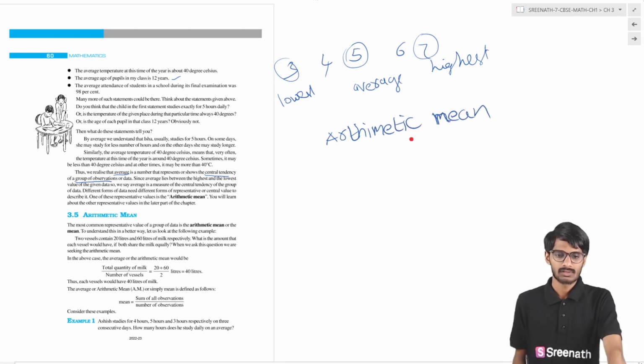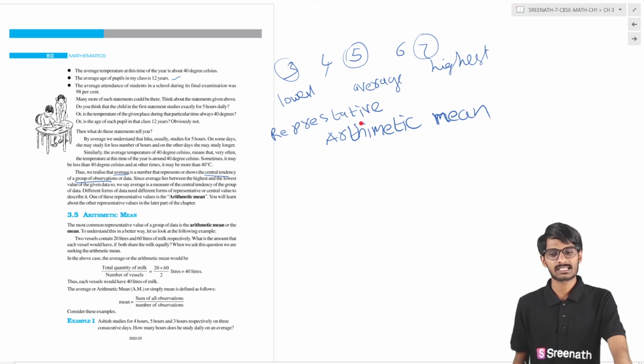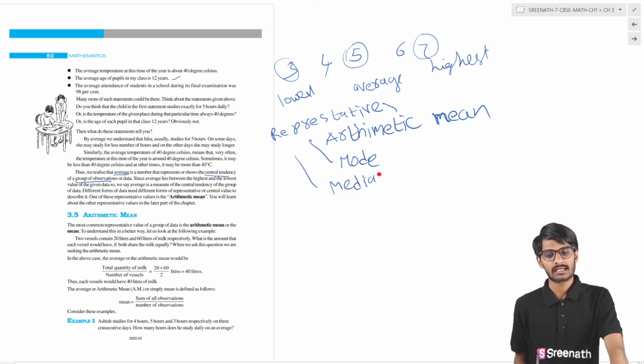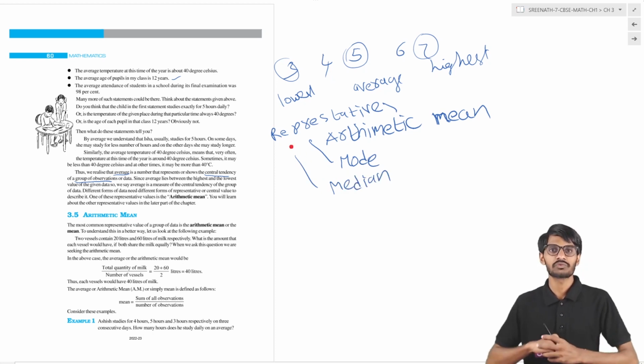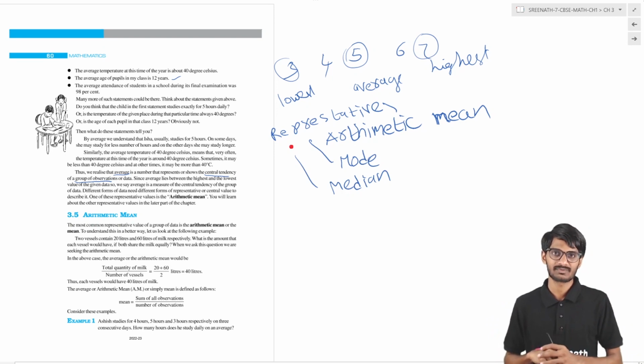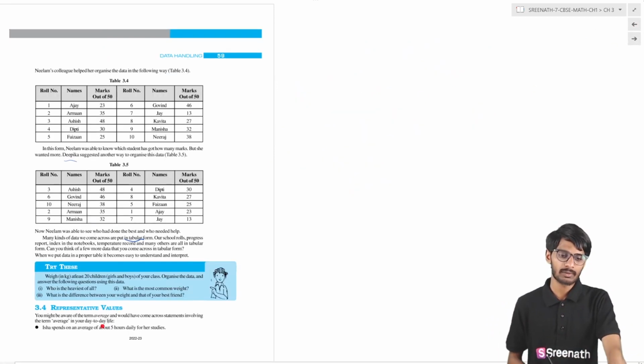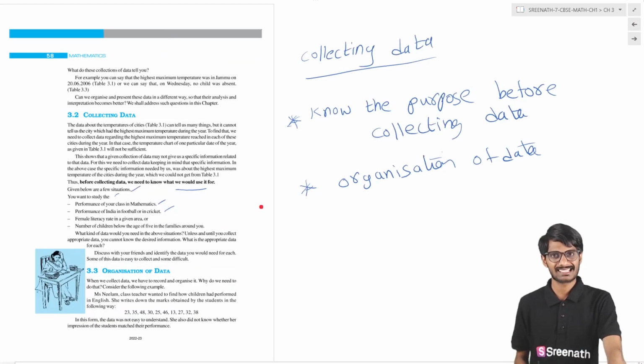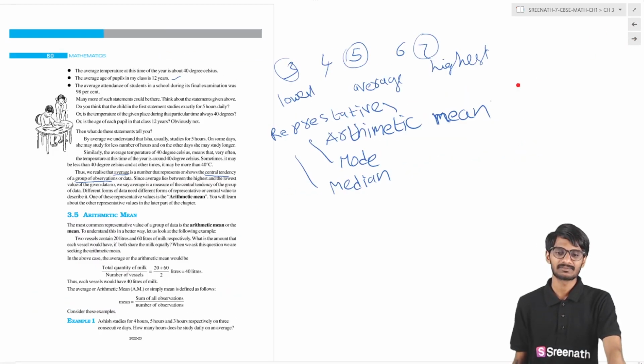To describe the representative or central value, we need different forms. One is the arithmetic mean, another is mode, another is median, like that, students, and some other things are also there. That is what we are going to learn in the next video. That's it for this video, students. We have studied representative values, collecting data and organizing data. Hello, students.